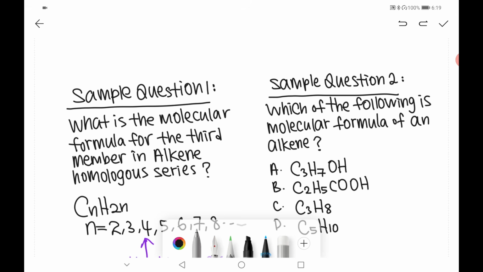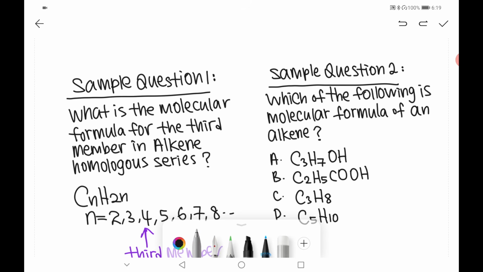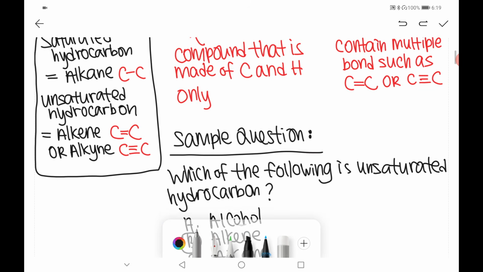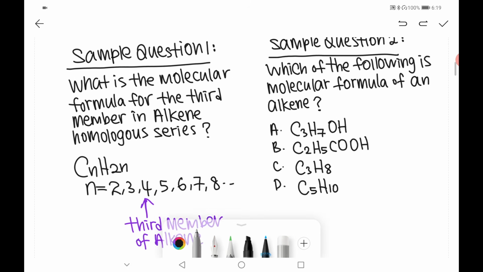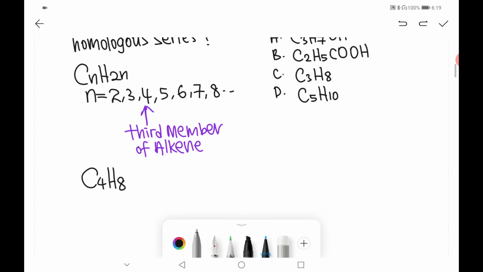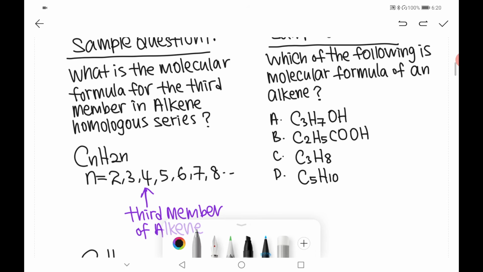So this is sample question number 2. This is another question that we will do together. Which of the following is the molecular formula of an alkene? Now, how to know the substance is an alkene here? This is a very, very important question. Let me teach you how to filter the impossible answers first. We can filter off all the impossible answers.